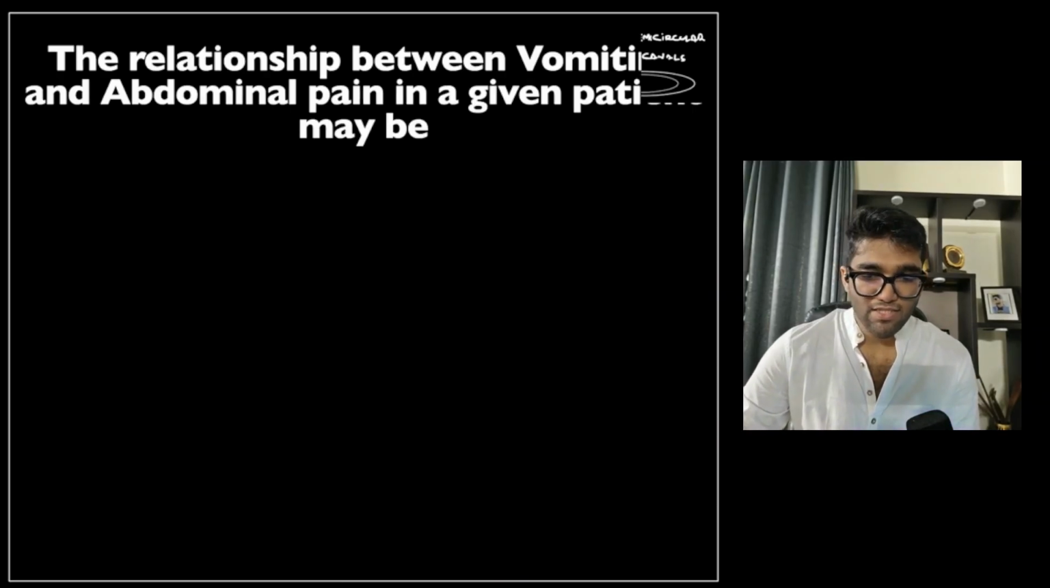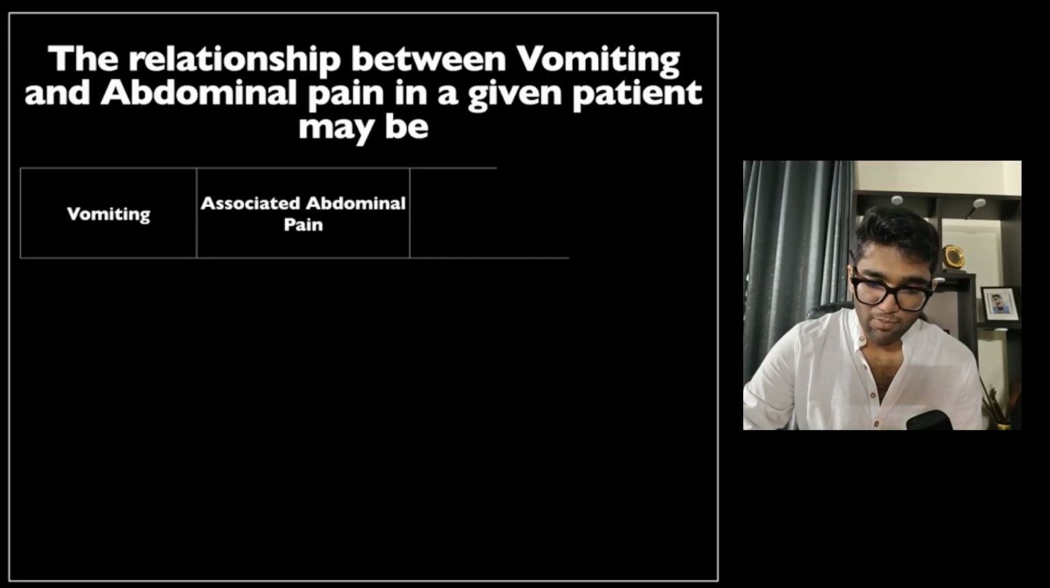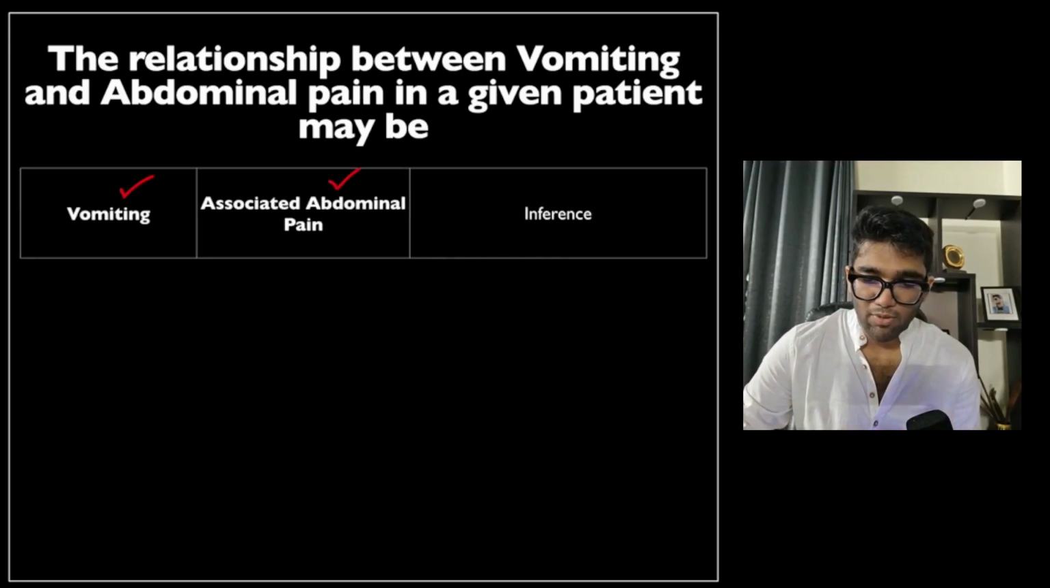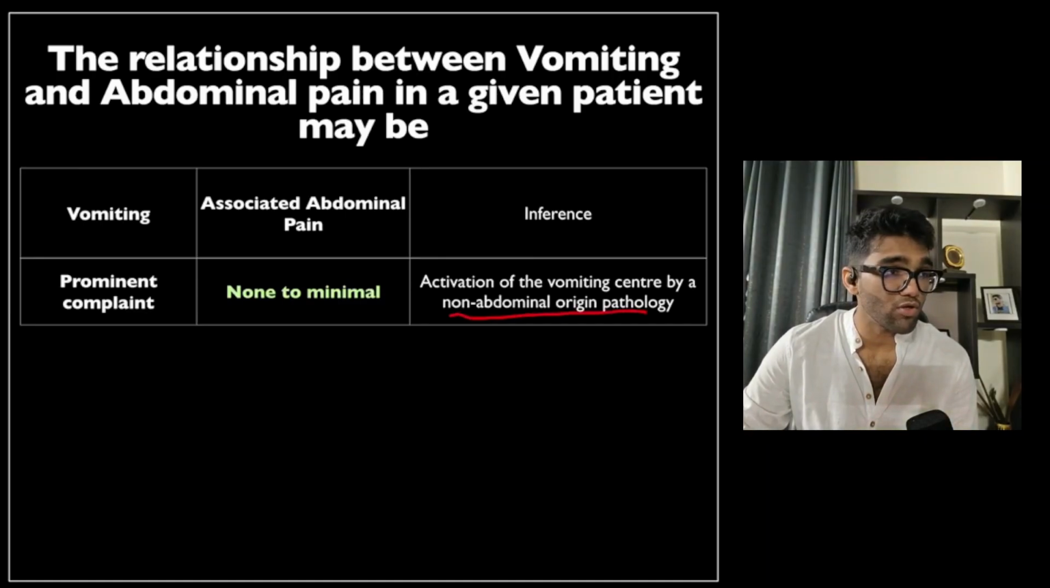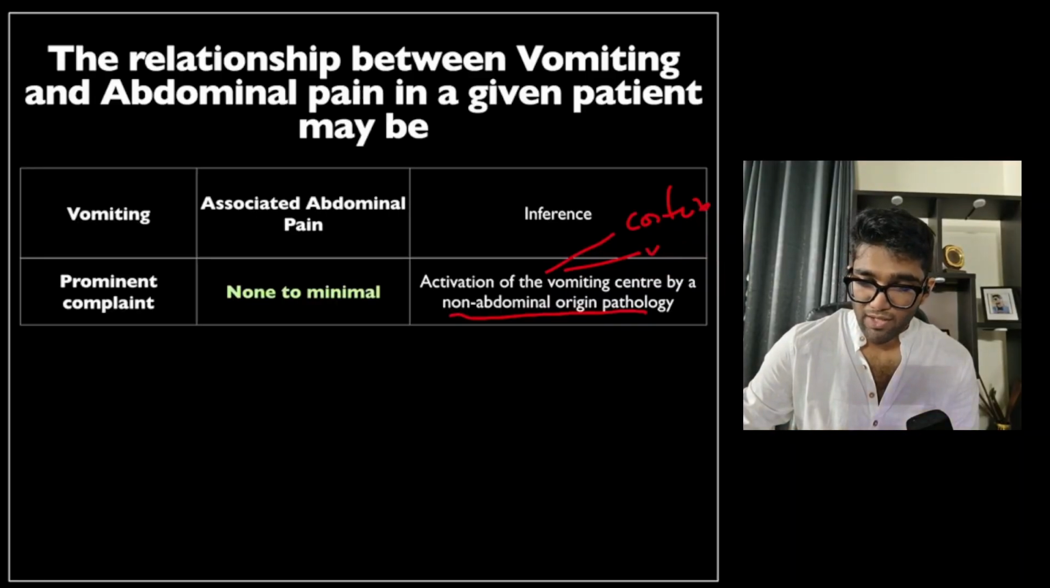Okay, now let's talk about the relationship between vomiting and abdominal pain in any given patient. We'll talk about the type of vomiting, what the associated abdominal pain is, and what our inference regarding the association is. One is that vomiting may be the primary complaint of the patient, and there may be no or minimal abdominal pain. In that case, we can surmise that the activation of the vomiting center is being done by a non-abdominal origin pathology. That would mean it is either from the cortex, or via the vestibular nucleus, or via a systemic cause that does not cause abdominal pain concomitantly. So that is one possibility.